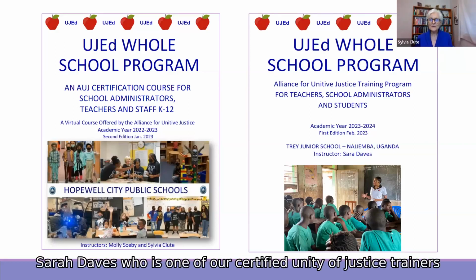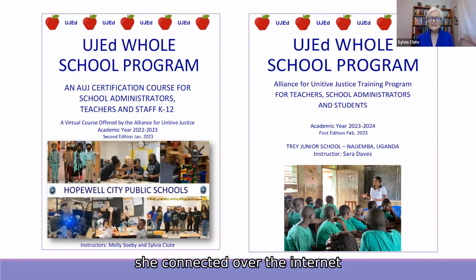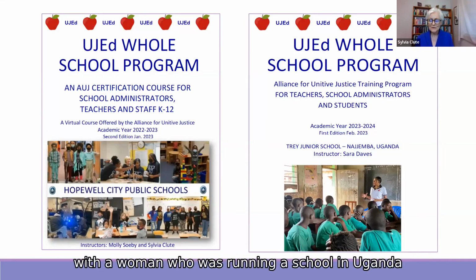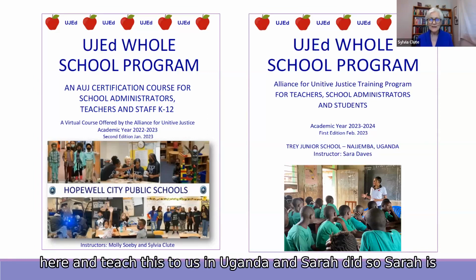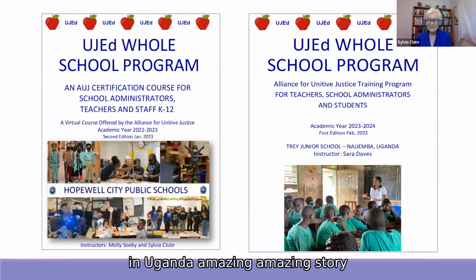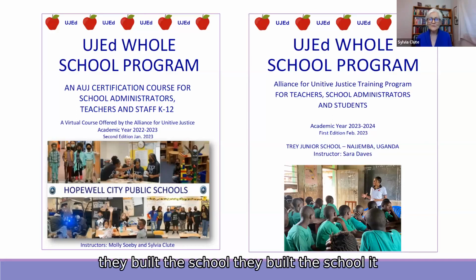Sarah Daves, who is one of our certified unitive justice trainers, connected over the internet with a woman who was running a school in Uganda. And the woman told Sarah Daves, you need to come here and teach this to us in Uganda. And Sarah did. So Sarah is in Uganda. Amazing story. They built the school.